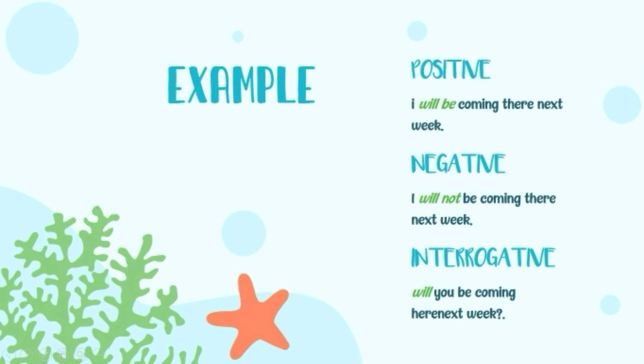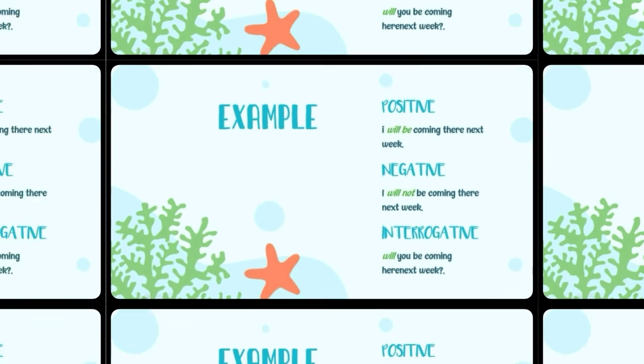Example: in positive form, I will be coming there next week. In negative form, I will not be coming there next week. And in interrogative form, will you be coming here next week?